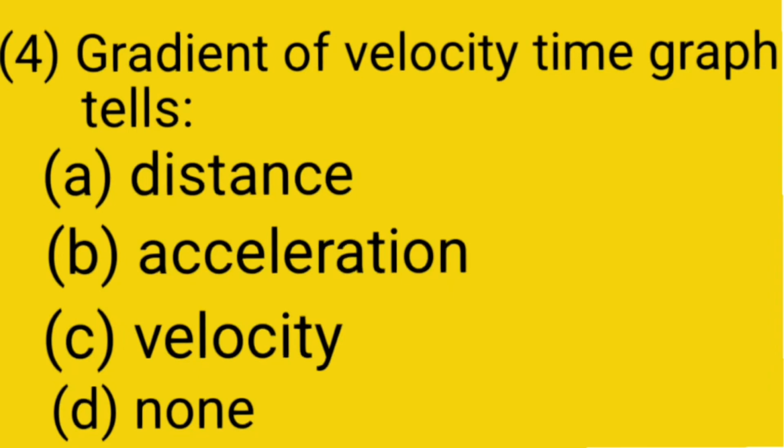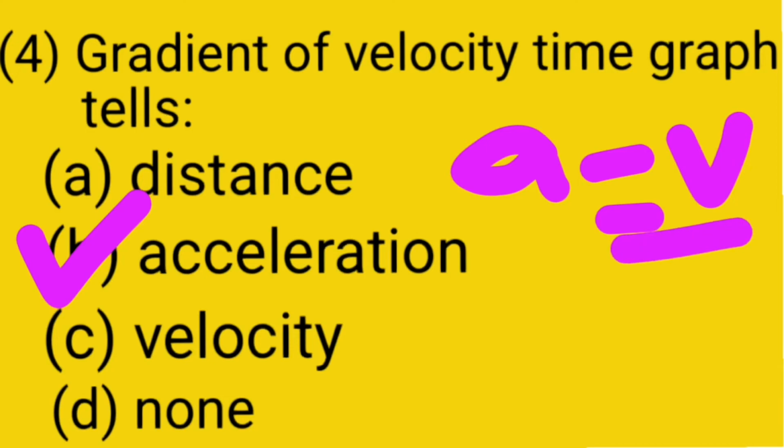Now let's move towards the fourth MCQ. The gradient of velocity time graph tells. The answer of this question is what? You can guess it. The answer is acceleration, B. Because we know that a is equal to v over t.